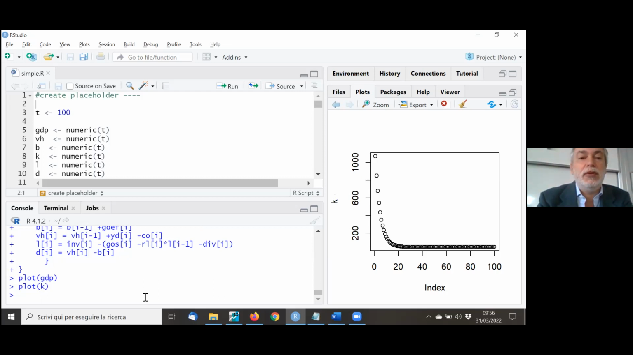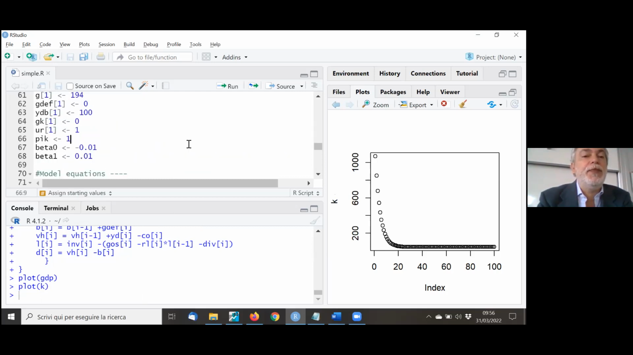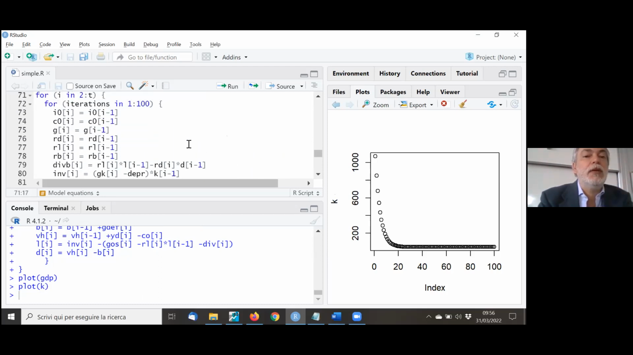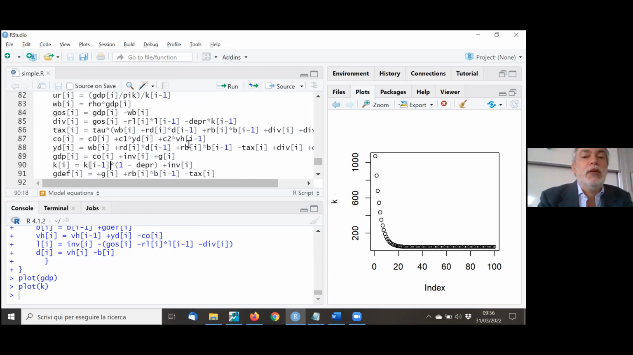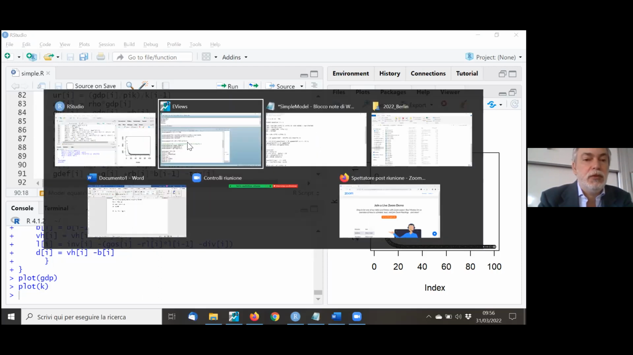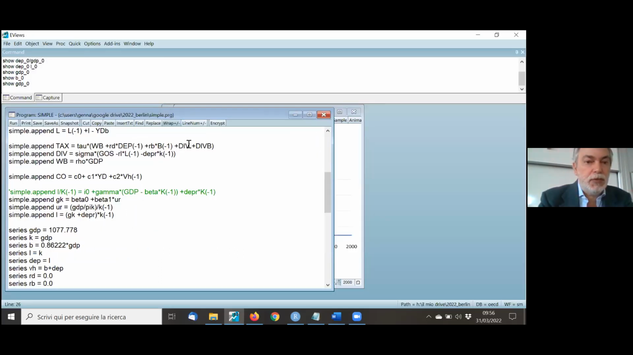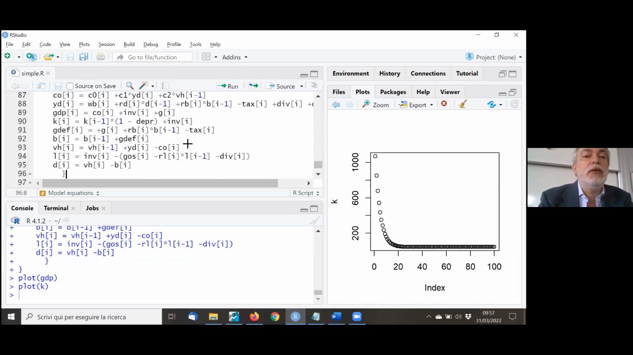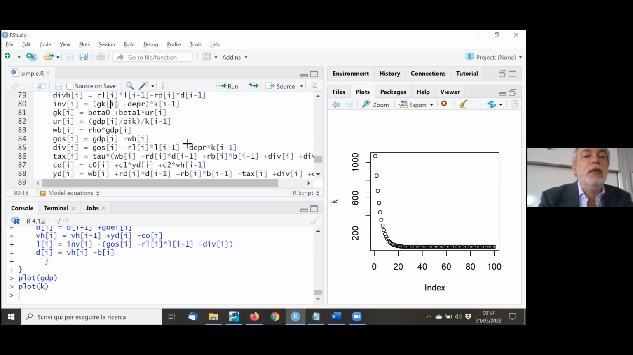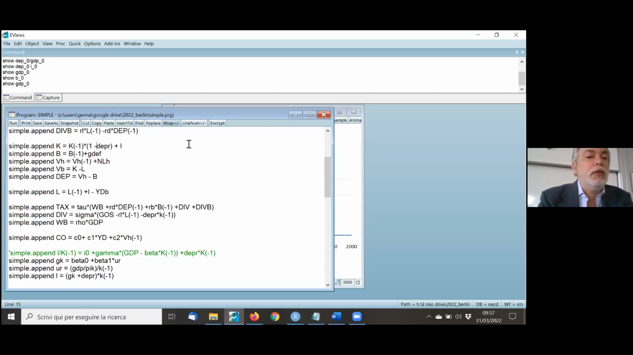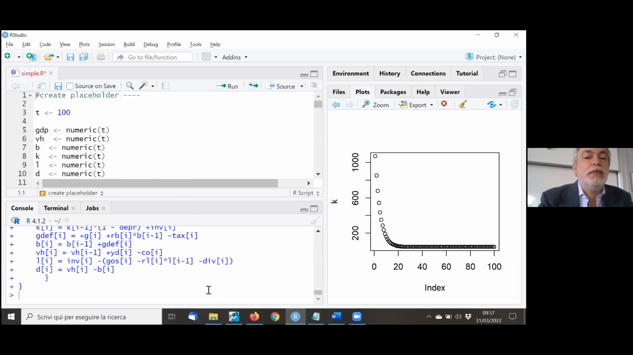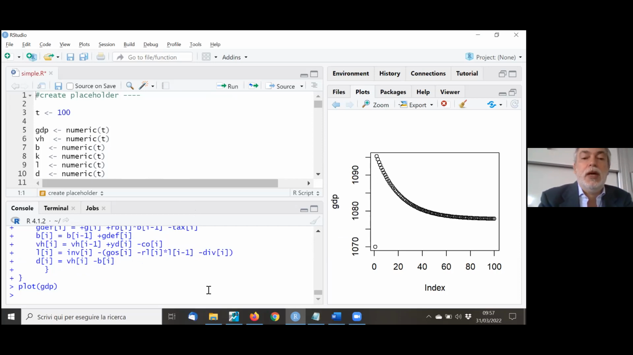But there's something different here. Maybe it's the equation for the stock of capital. That should be the same. Yeah, this is the same. So let's look at investment. Investment is the same. Oh, no, it should be plus, not less. Yeah, now this looks more like it.